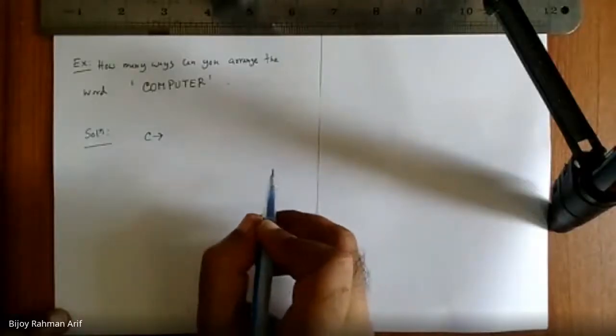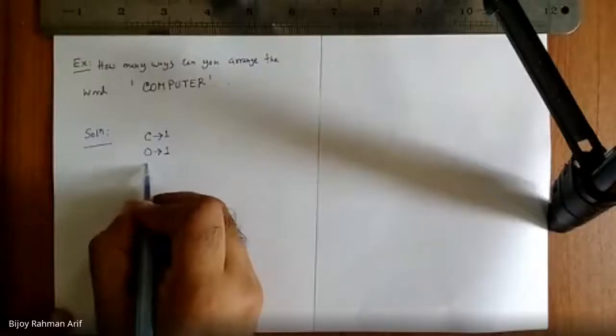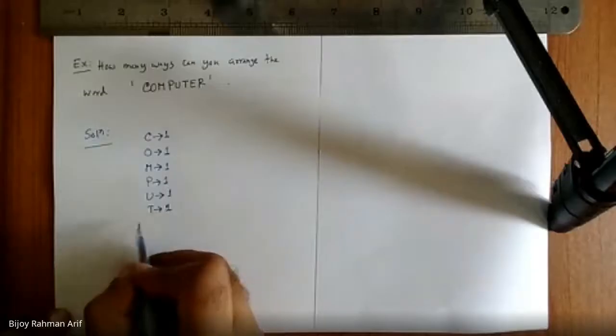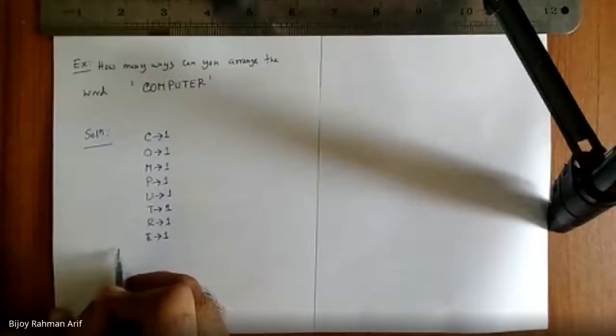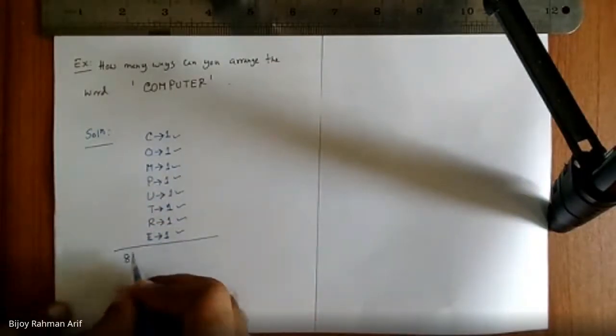So how many C's are there? 1. How many O are there? 1. Then how many M are there? 1. How many P are there? 1. How many U are there? 1. How many T are there? 1. How many R are there? 1. Sir, E is missing. How many E are there? 1. So total 1, 2, 3, 4, 5, 6, 7, 8. So 8 different letters.